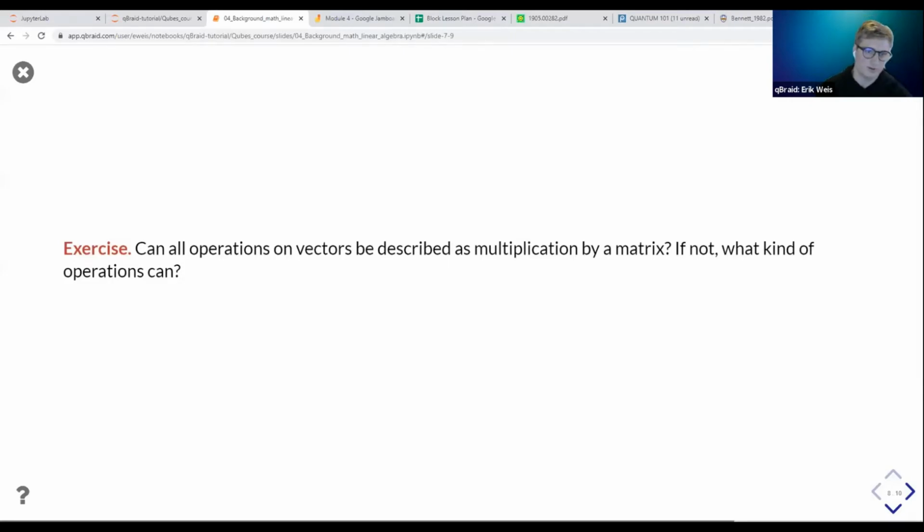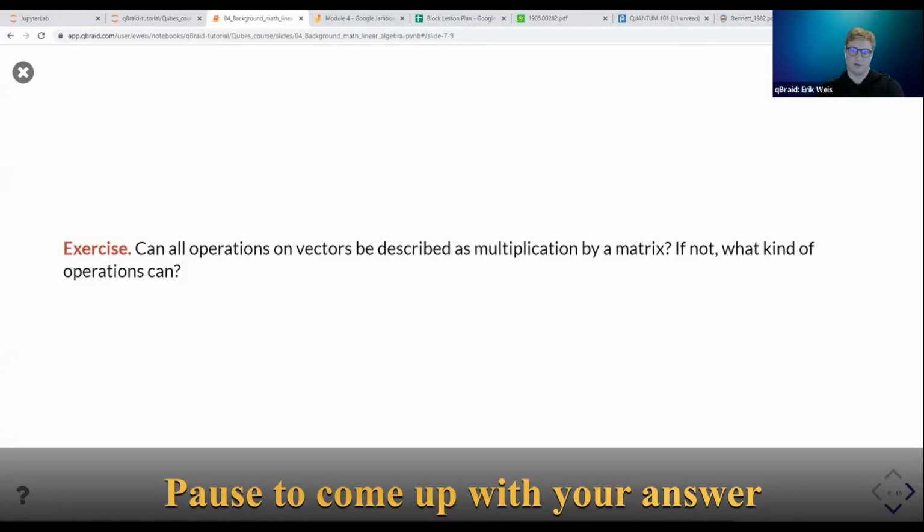Food for thought. Can all operations on vectors be described as multiplication by a matrix? If not, what kind of operations can? You can answer in the chat and give a little explanation of what you're thinking, and we can talk about a few of them.